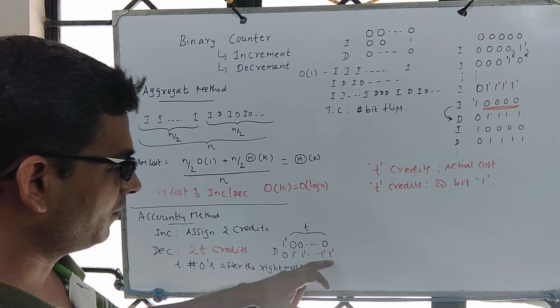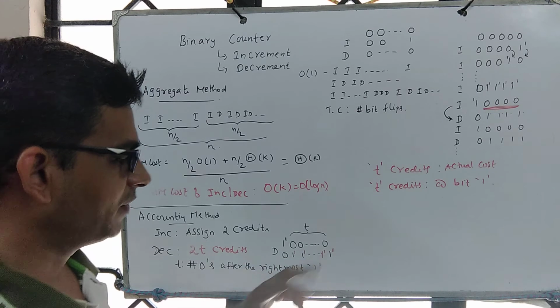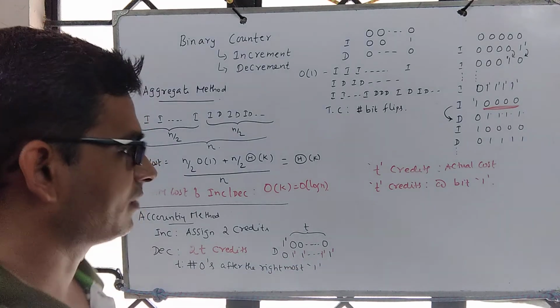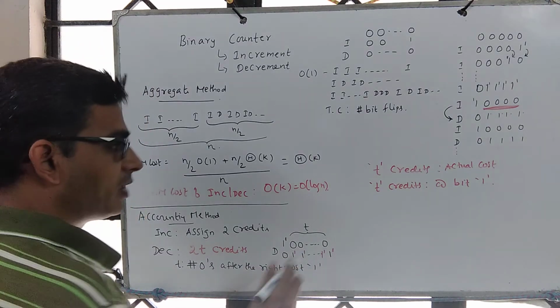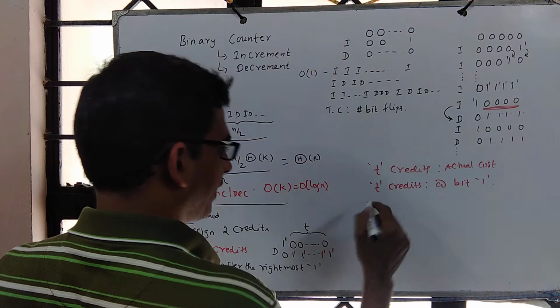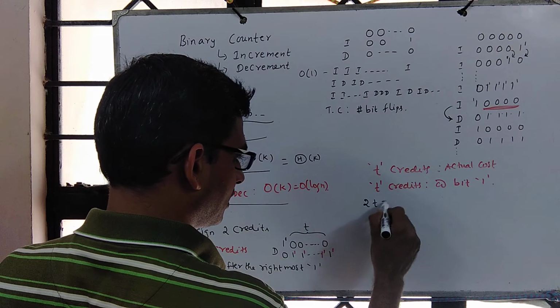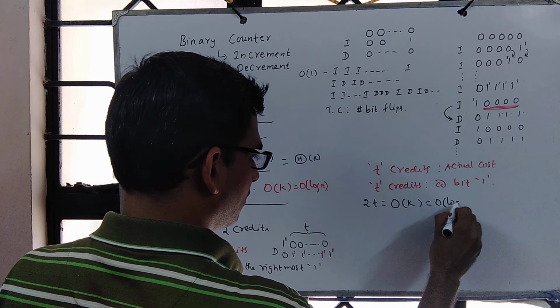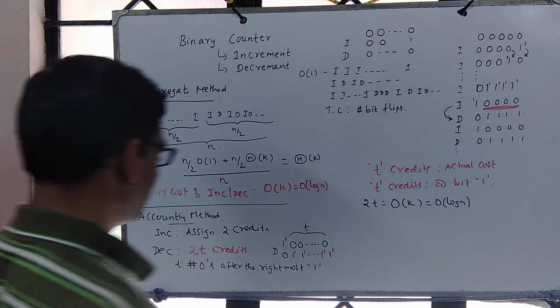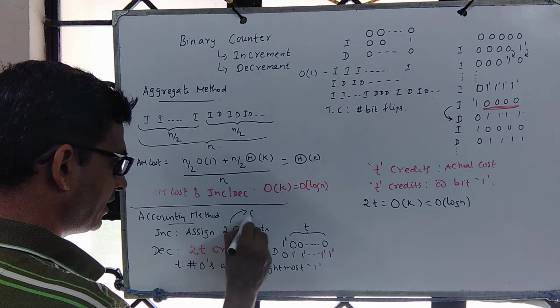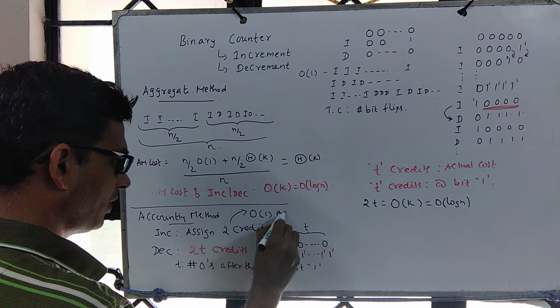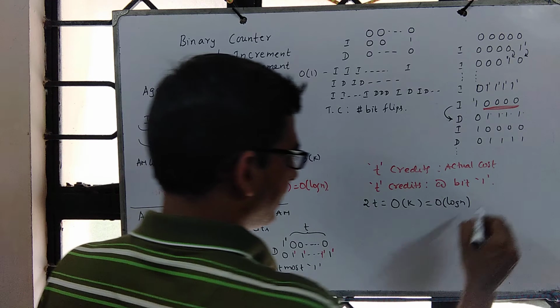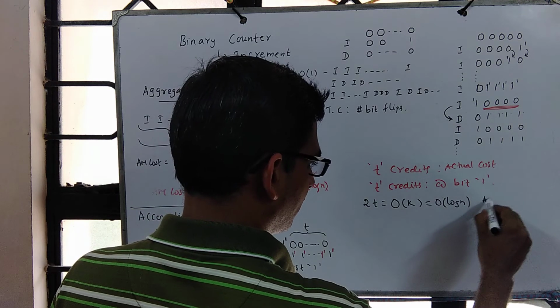Subsequent to that, we will also have 1 credit with each one in the data structure. But this one is a function of k. So 2T is order k or order log n. So that shows that increment is constant amortized, whereas decrement is order log n amortized.